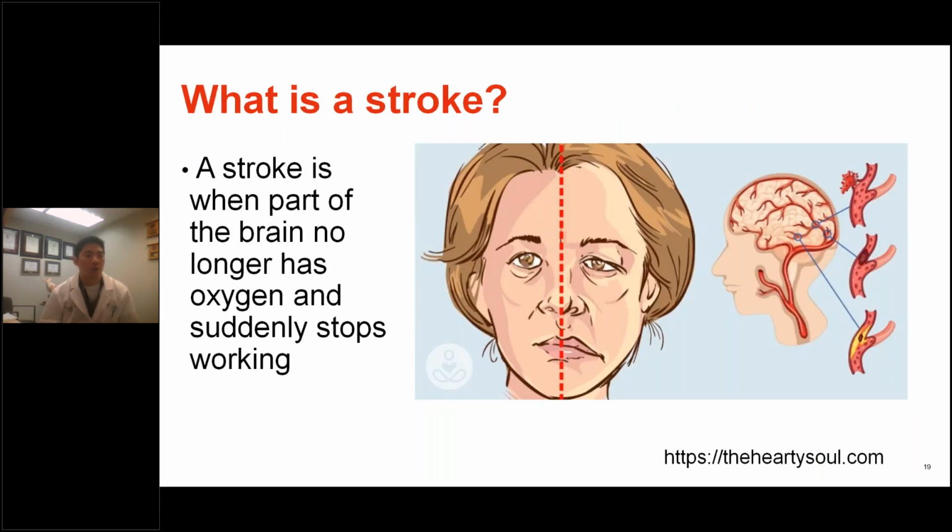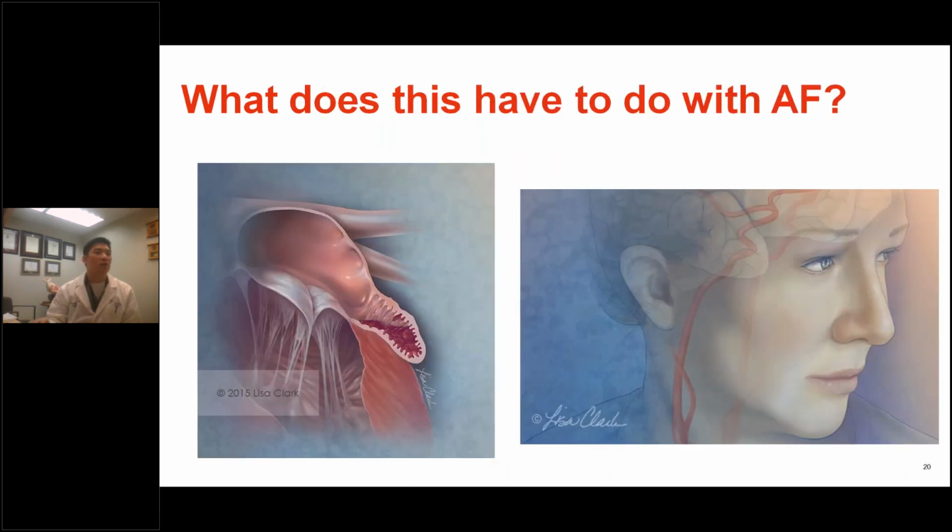What is a stroke? We won't go into detail about that now, but it's when part of your brain begins to die because it's not receiving oxygen and blood. And so you might have a drooping face, you might lose the ability to speak, you might have a weak arm or a weak leg suddenly out of the blue. Why is a stroke related to atrial fibrillation?